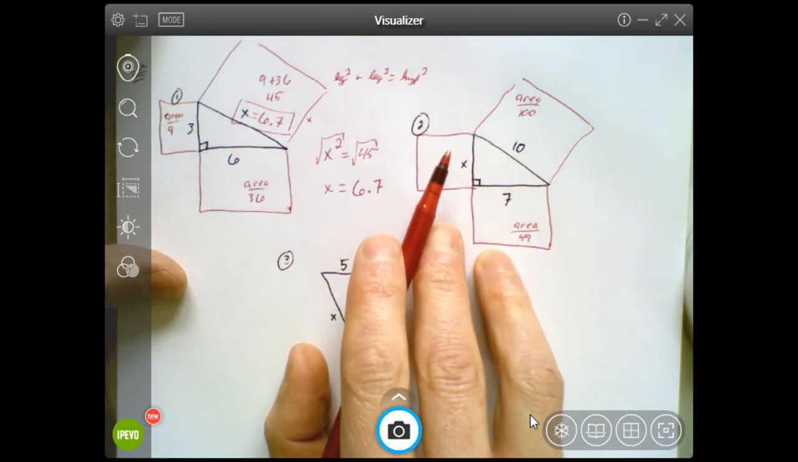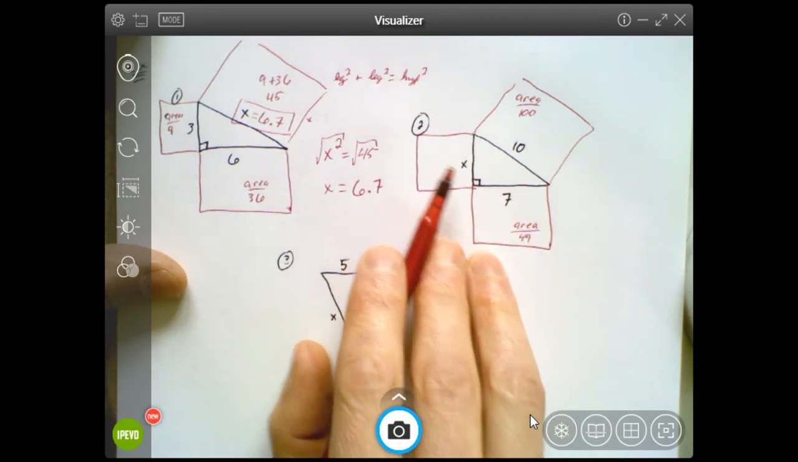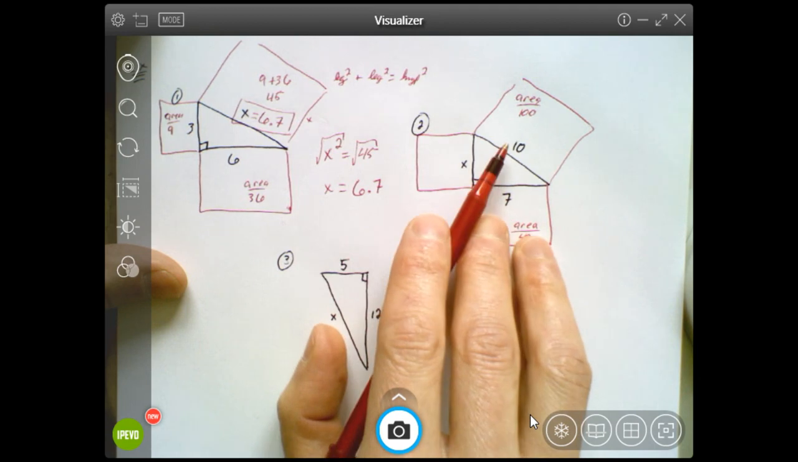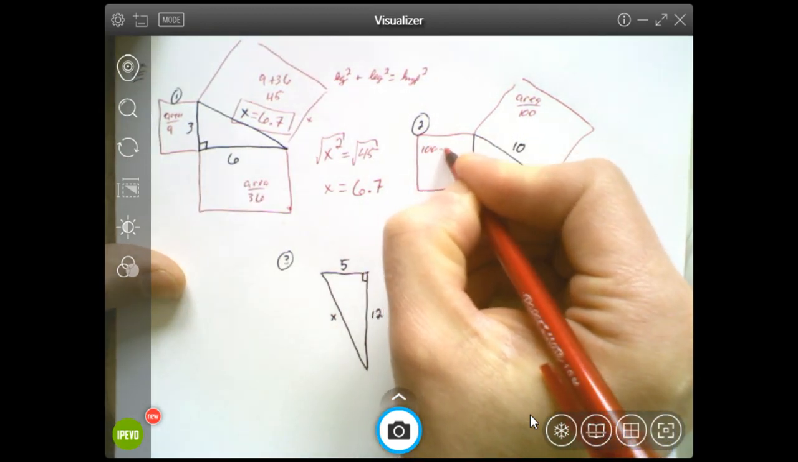Well, since I'm looking for this piece, I can't add these two numbers to figure it out. So if I'm thinking what number plus 49 is 100, how we figure that out is I just subtract. I just take 100 minus 49.